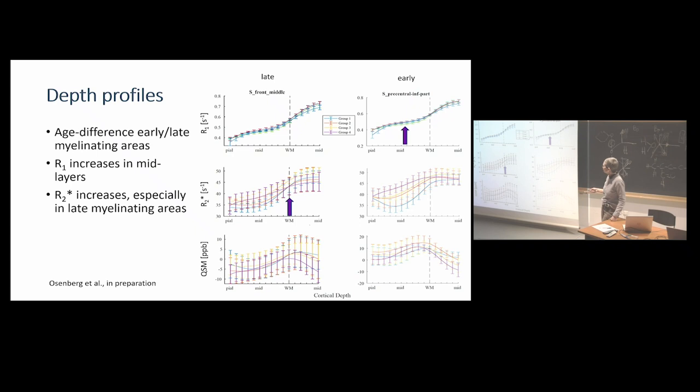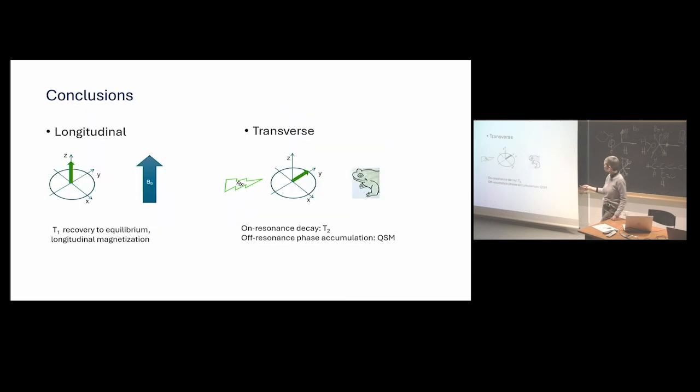With R2 star, we could also see increases, and they were located close to the border between the cortex and the surrounding white matter. We also could see a shift in these QSM maxima, the most paramagnetic effect, towards the mid layers in these older cohorts, suggestive of some myelination processes going on for a long time, at least.